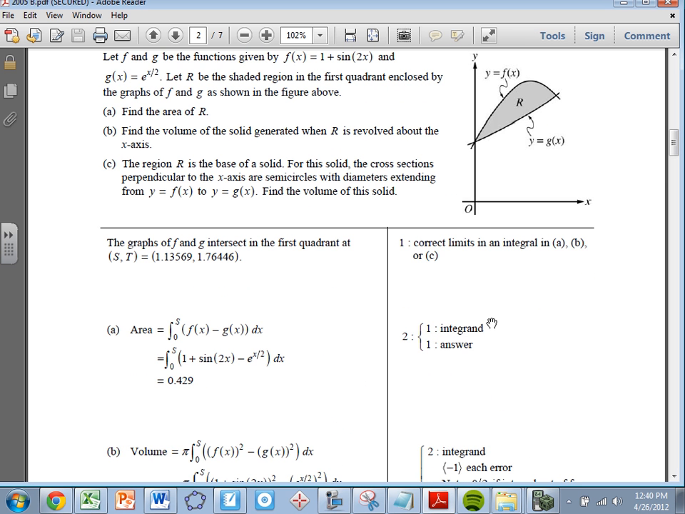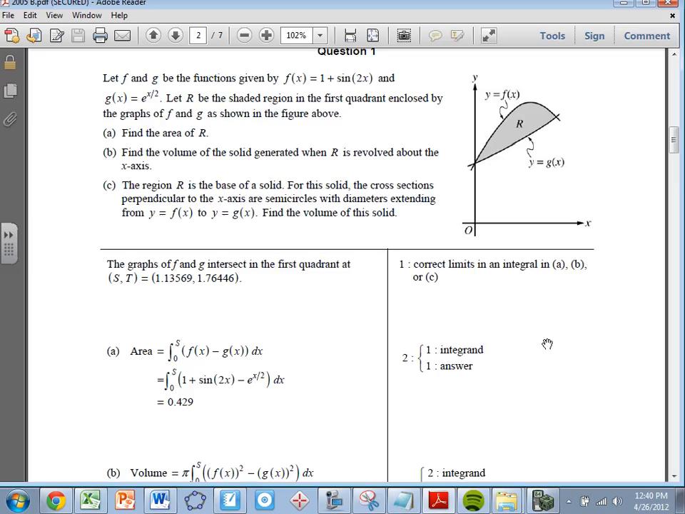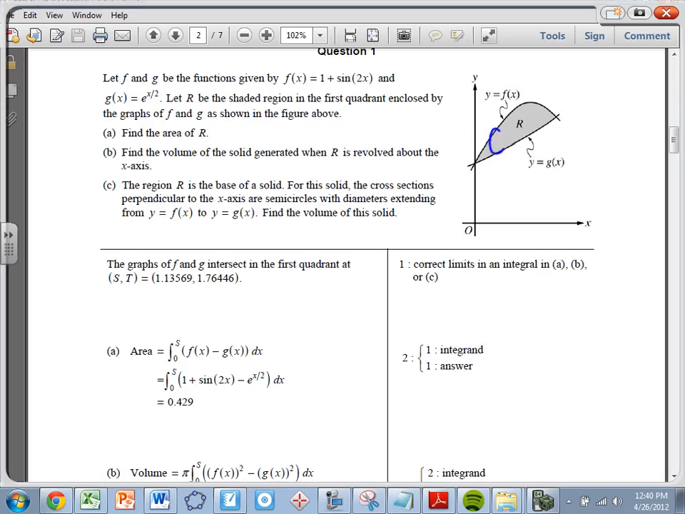The region R is the base of a solid. For this solid, the cross sections perpendicular to the y-axis are semicircles. So, here's what I've got: a bunch of semicircles coming out of the page. Okay, that's the solid that's coming out. They're all semicircles coming out of the page. What is the volume, or in this case, sorry, what is the area of one circle?